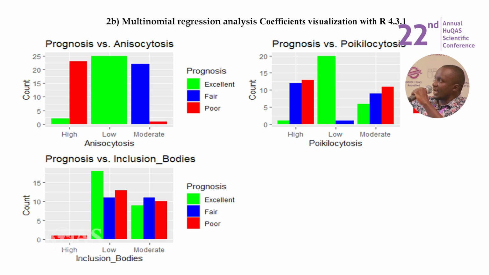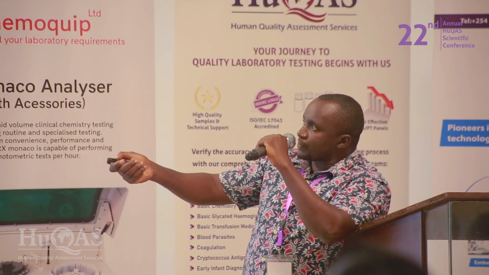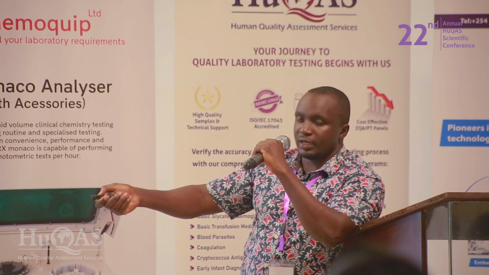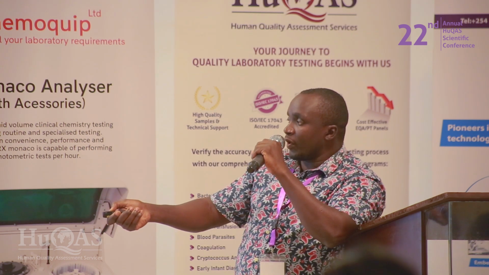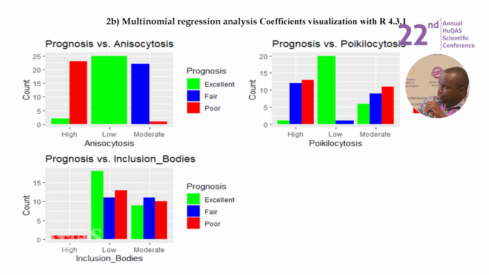When we have moderate anisocytosis, we have two parameters: the fair prognosis and the poor prognosis. The same explanation applies here and here. Now the inclusion body: the association between inclusion body and the poor prognosis was the association that was not statistically significant, but all the others were statistically significant.